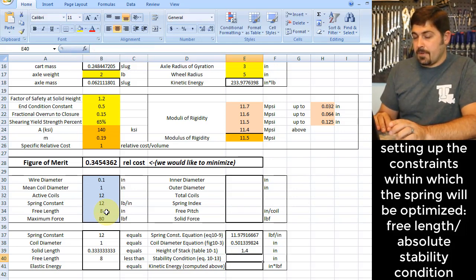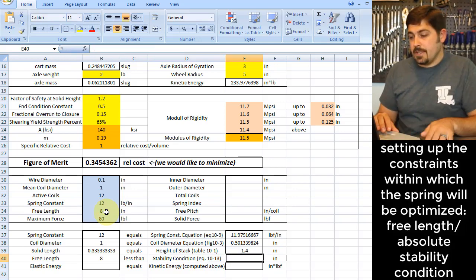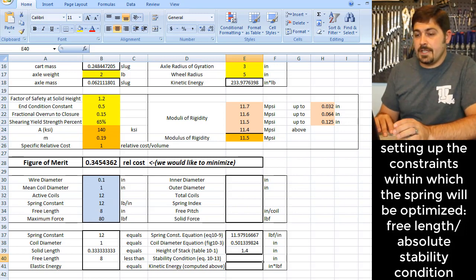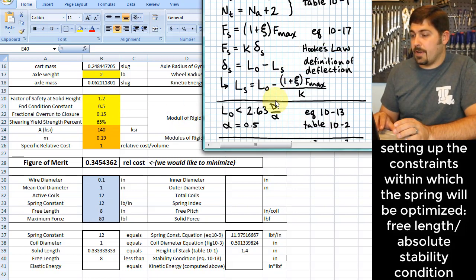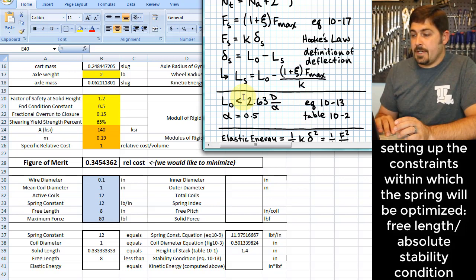And then this cell, the stability condition, is given with equation 1013. And I have that in here as well. Equation 1013 says that if you're dealing with a steel spring, which we are, then your free length needs to be less than, can kind of be less than or equal to, but less than 2.63 times the coil diameter divided by this end support condition alpha.